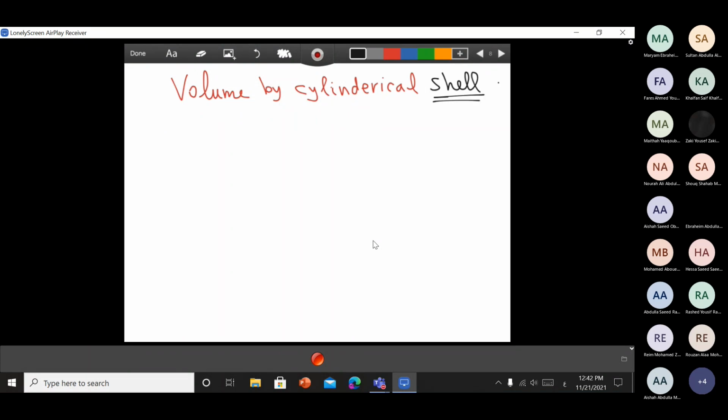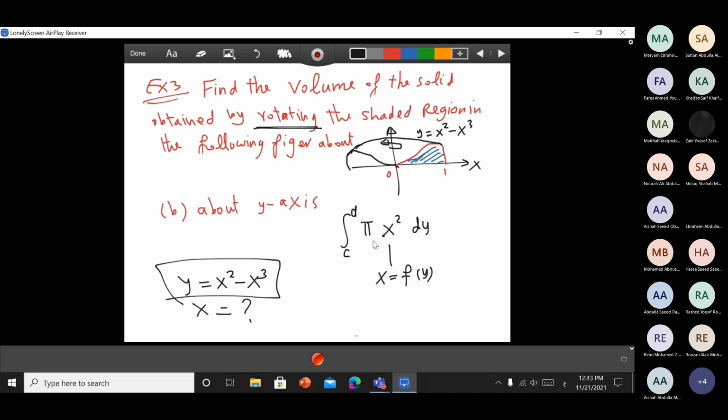What is the case here? You will get a washer. They call it washer, and the washer cannot work, and the disk cannot work in this case because we cannot find x as a function of y. Fine.